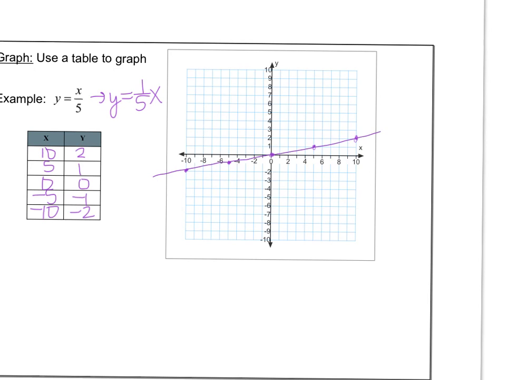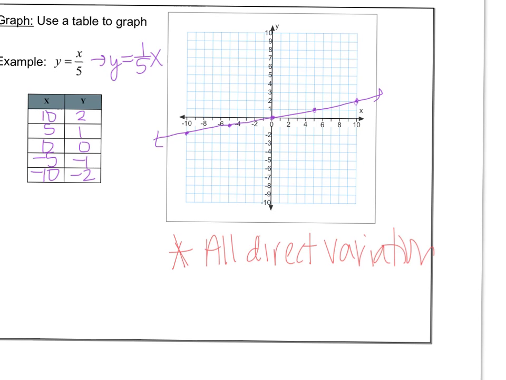And you're going to notice some things we talked about yesterday. It has a positive slope. And the other thing you should notice is that the one major thing here is it's always going to go through the origin. Any direct variation problem, all direct variation graphs go through the origin. That's because they vary directly. Any one that varies directly isn't going to have a b, so they're always going to start at 0, 0.